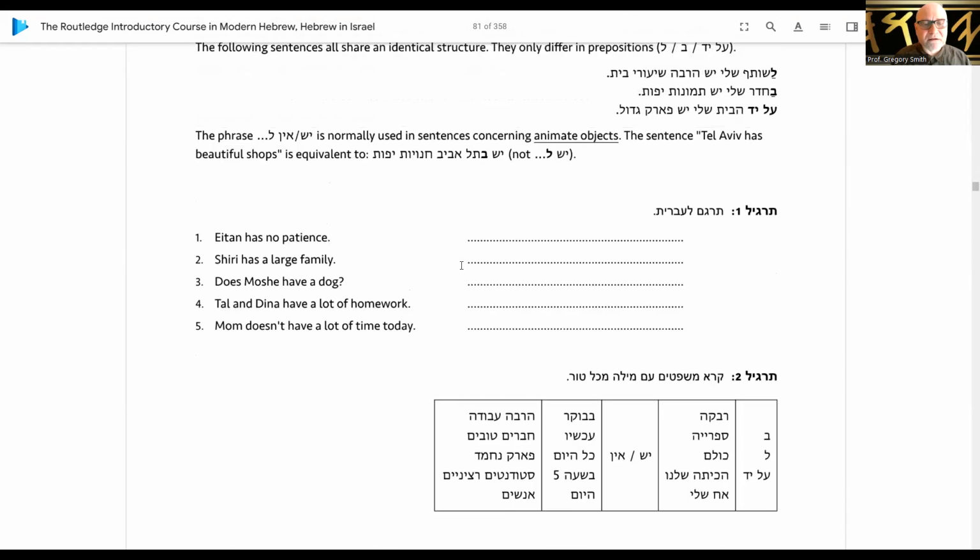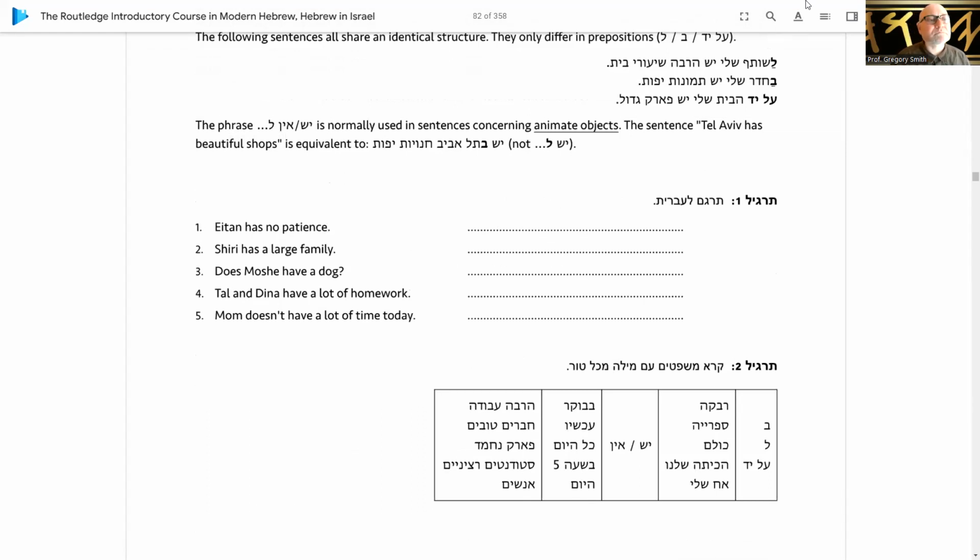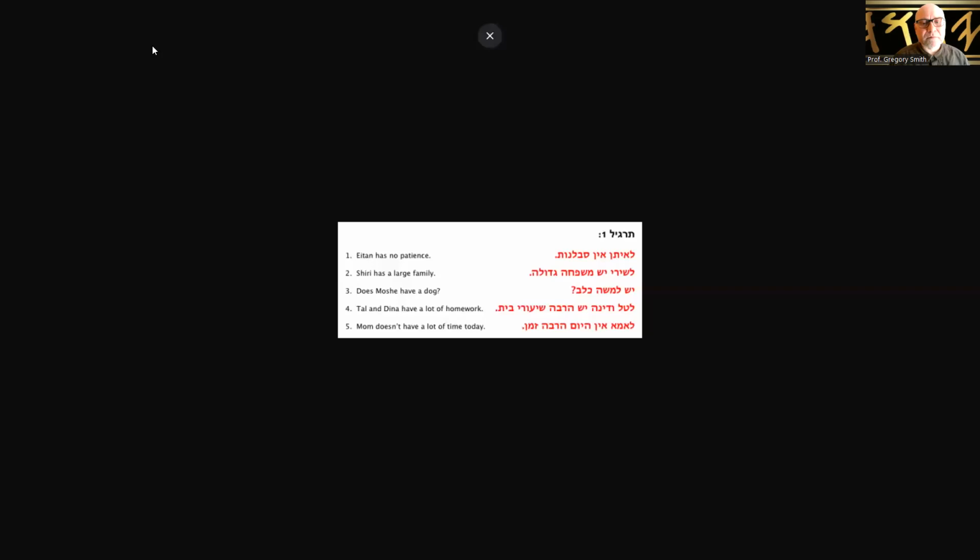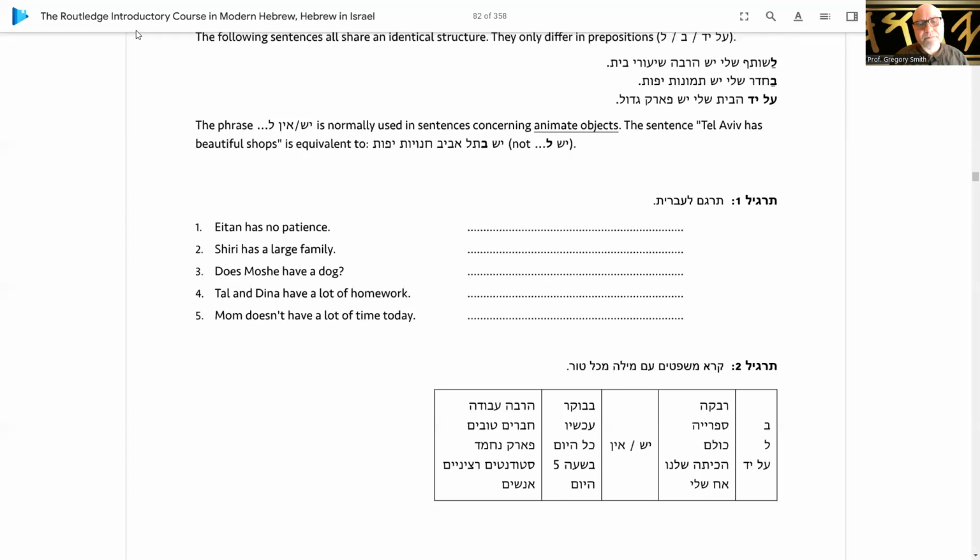Let's see what that looks like in the answer key. Okay, yeah. So this is how they are putting these here. Le'shiri yesh mishpaka gadol. Oh, look at this. They're using gadolah. And I forgot about that part because we're talking about Shiri's family, and that's a female. So instead of gadol, it's gadolah. Okay, I'll try to remember that next time.